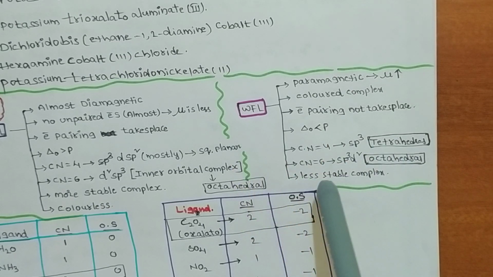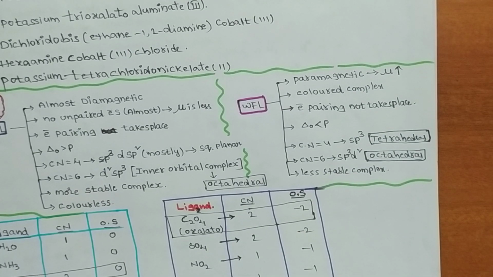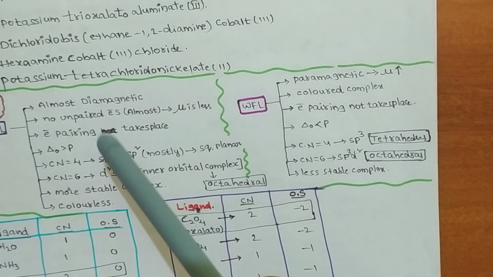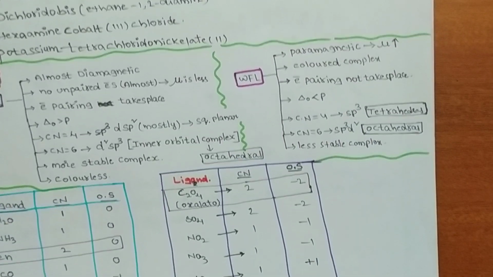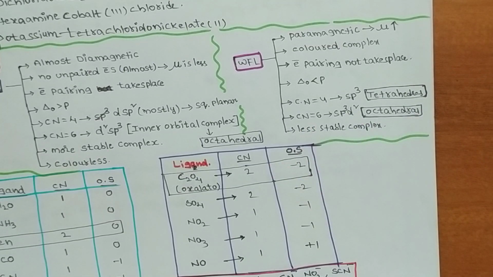Now generally, the complex compounds containing weak field ligands are less stable complexes. Using this, in a given complex, first we should identify whether the given ligand is strong or weak. If strong, follow these points; if weak, follow these points. One or two exceptions will be there.